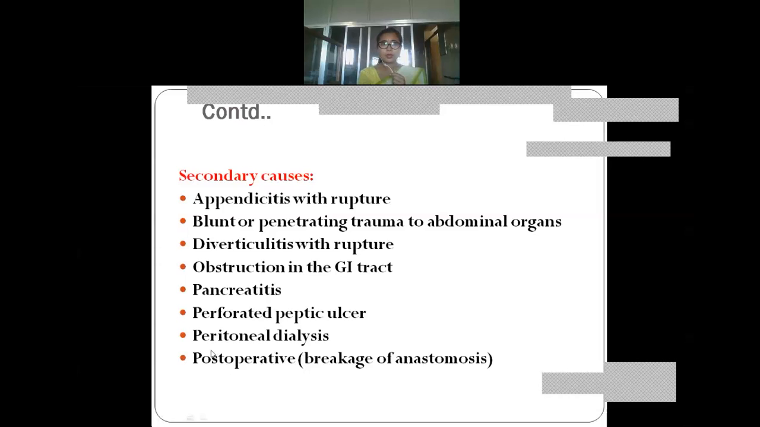And perforated peptic ulcer. So in peptic ulcer, there will be ulceration in the mucosa of the GI tract, okay? And in severe cases, perforation can occur and this can lead to peritonitis.